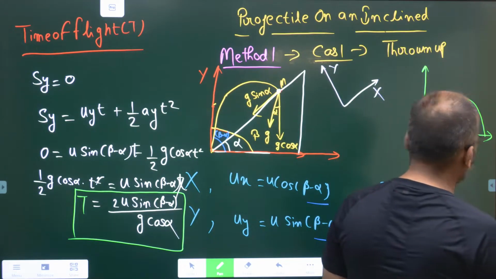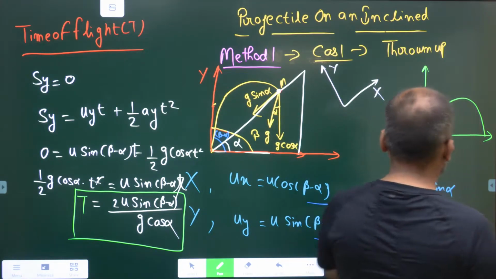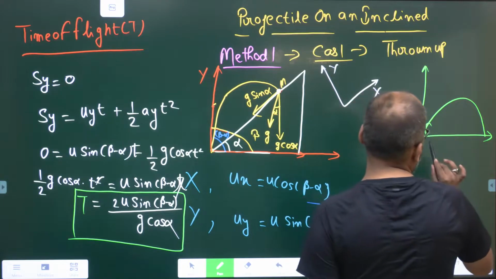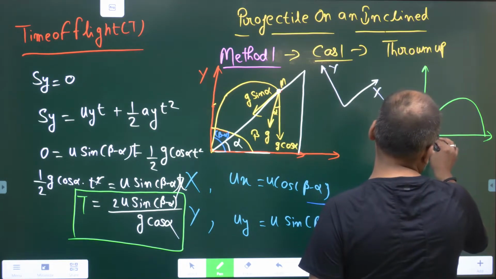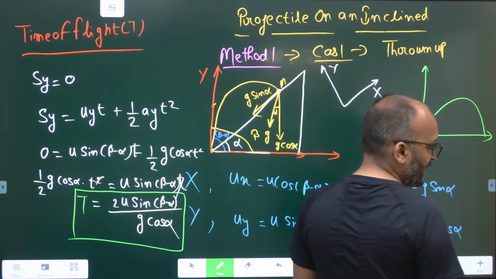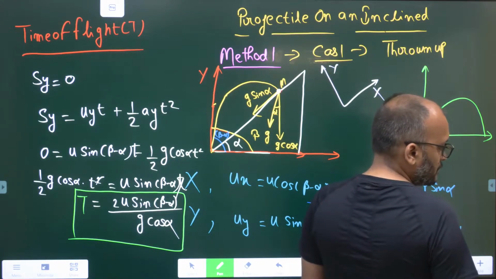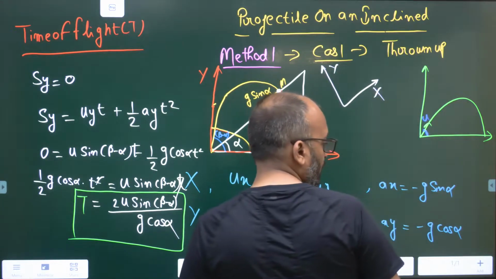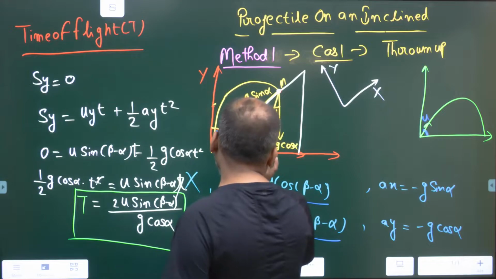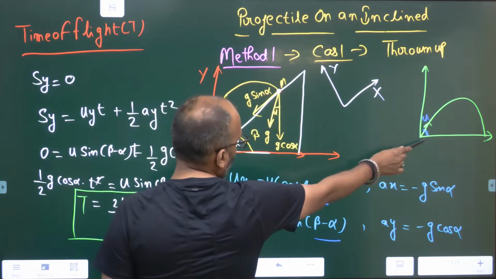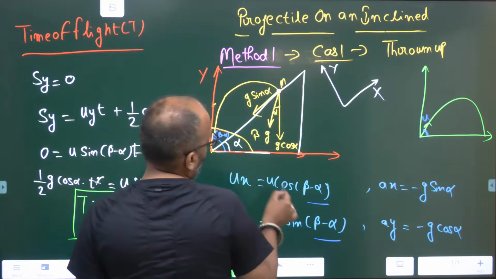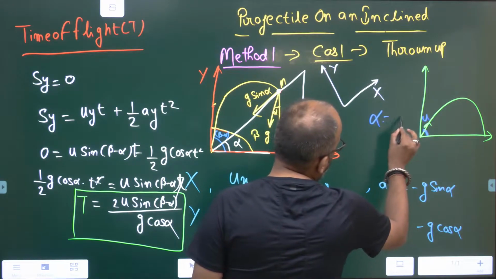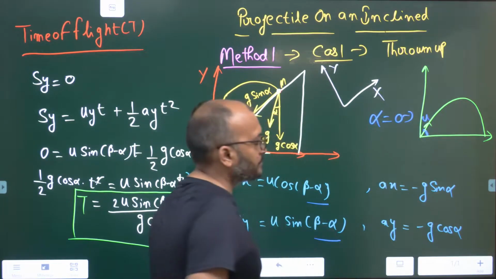Can you see this, everyone? In this case, there is no inclined plane. So whatever the angle will be, it will be the angle made by the projectile. No inclined plane, yes or no? So in the normal case, alpha will be equal to 0, yes or no?